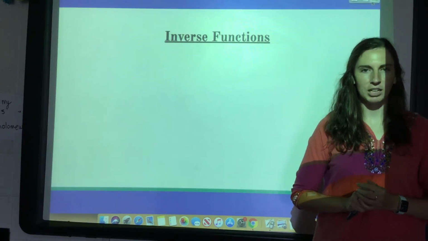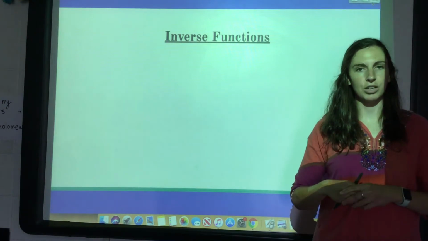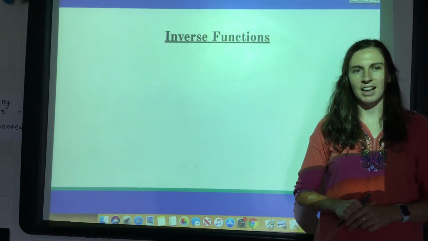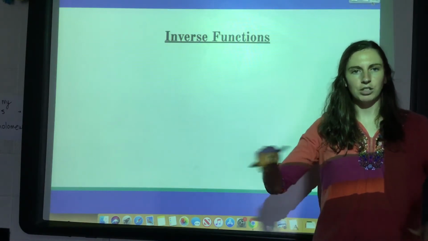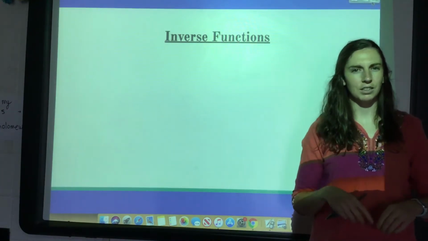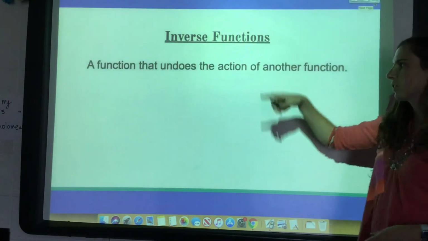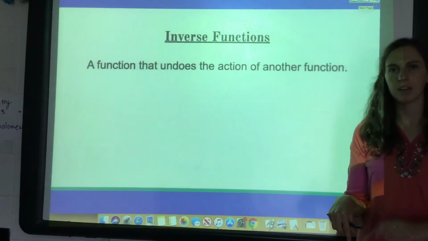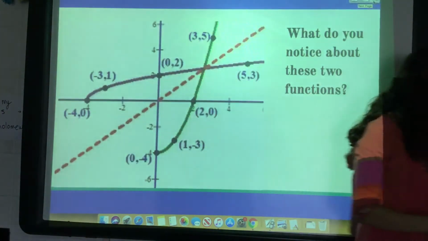But the point I'm trying to make is adding and subtracting are inverses of each other. They undo each other. Squaring and square rooting are inverses of each other. They undo each other. In math, we often have operations that undo each other. And so when we talk about inverse functions, that's kind of what we're looking at. An inverse function is just a function that undoes the action of another function. And here is an example of 2 inverse functions.